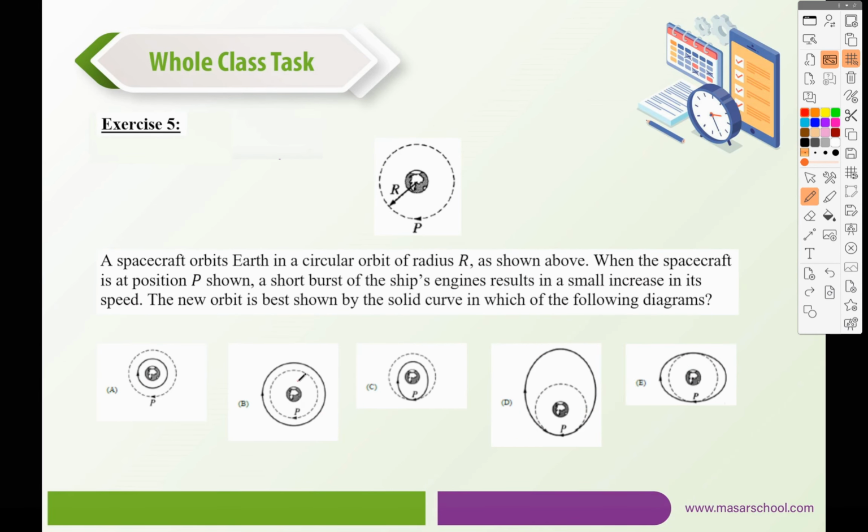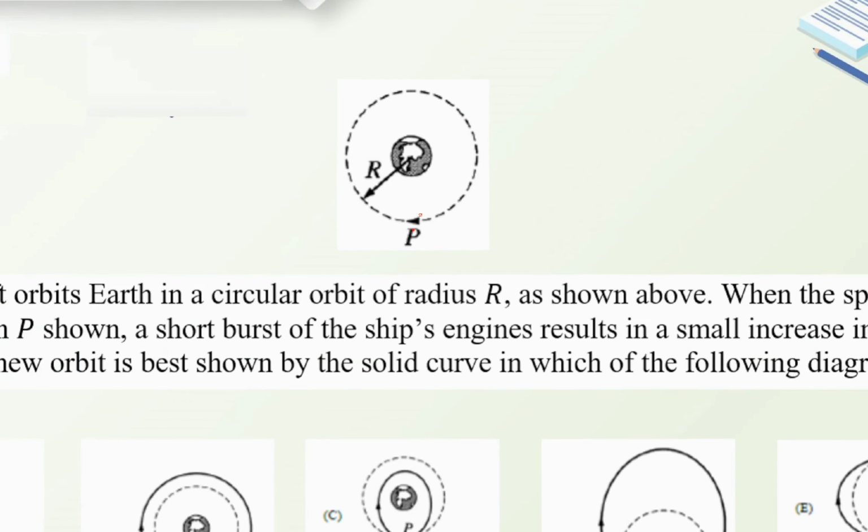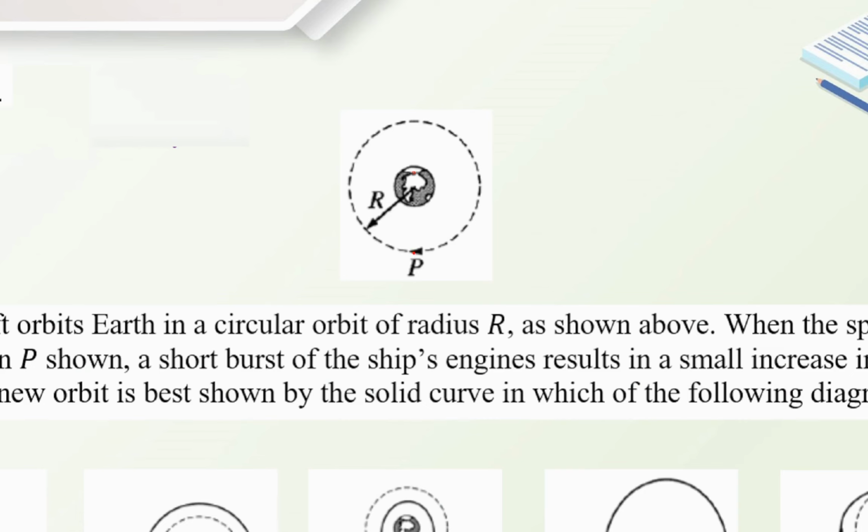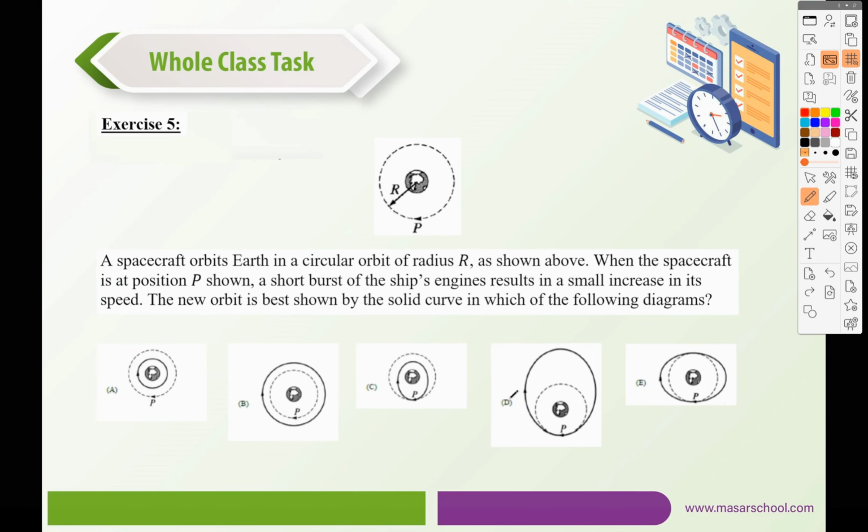A spacecraft orbits Earth in a circular orbit of radius r as shown above. When the spacecraft is at position P shown, a short burst of the ship's engine results in a small increase in its speed. So initially the spacecraft is at point P and we have injected more speed. We know that in this case the orbit would be elliptical outside the circle, so it's either D or E, but the line connecting P and the center of the planet should be the major axis, and in this case D would be the correct answer.